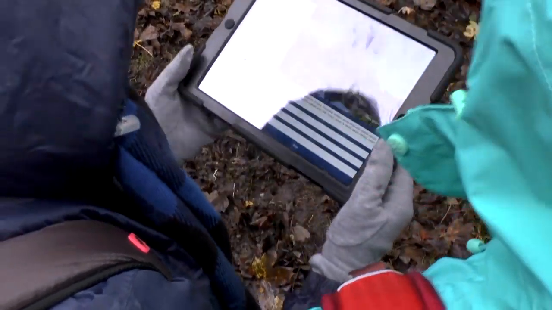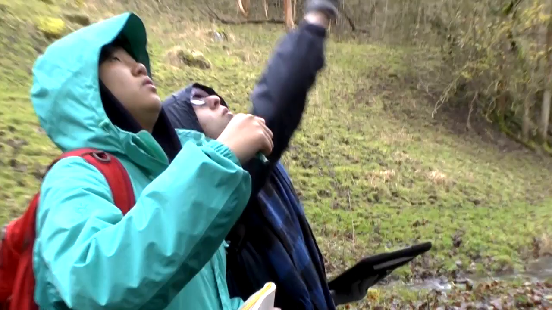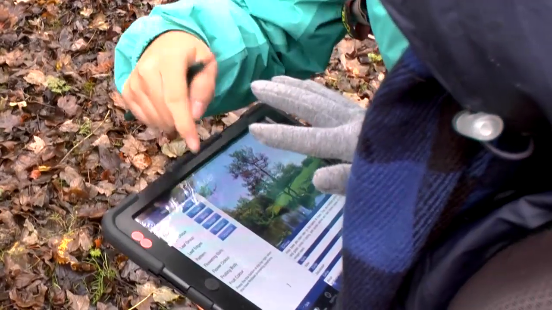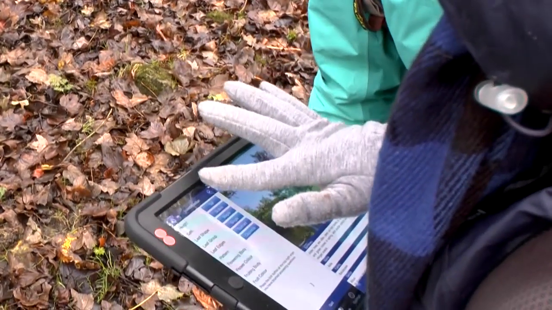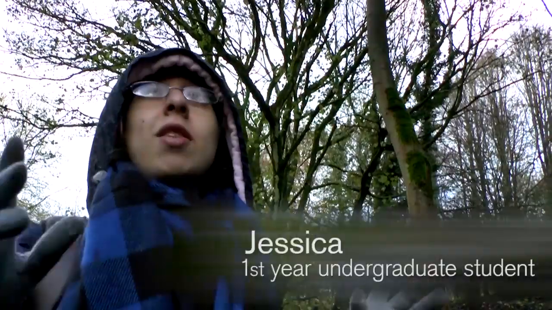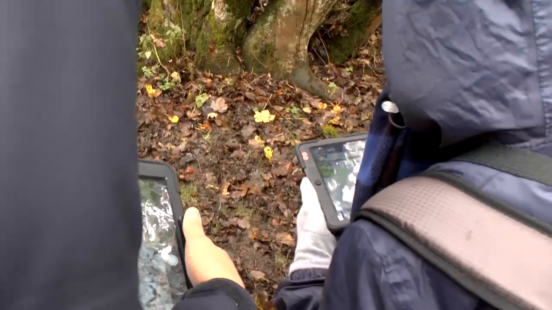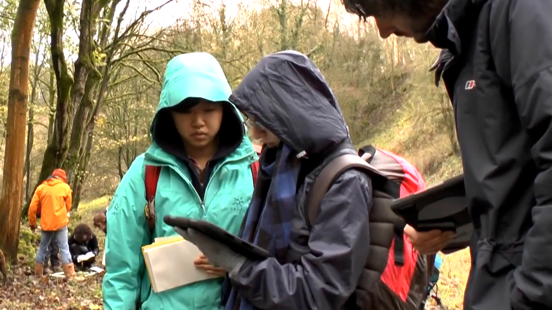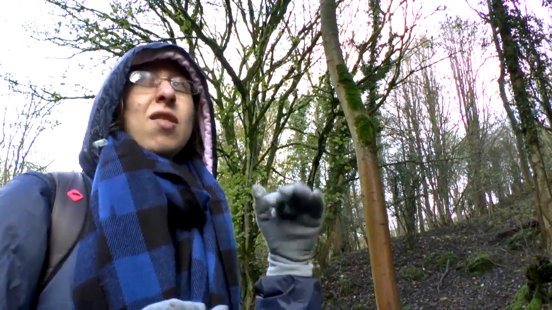Are they single, linear or central? On the app, which we used as Tree ID, so we could put in what the bark looks like, what shape the leaves are, how the leaves are on the tree, whether they're alternate or opposite, and then it comes up with the most likely options.